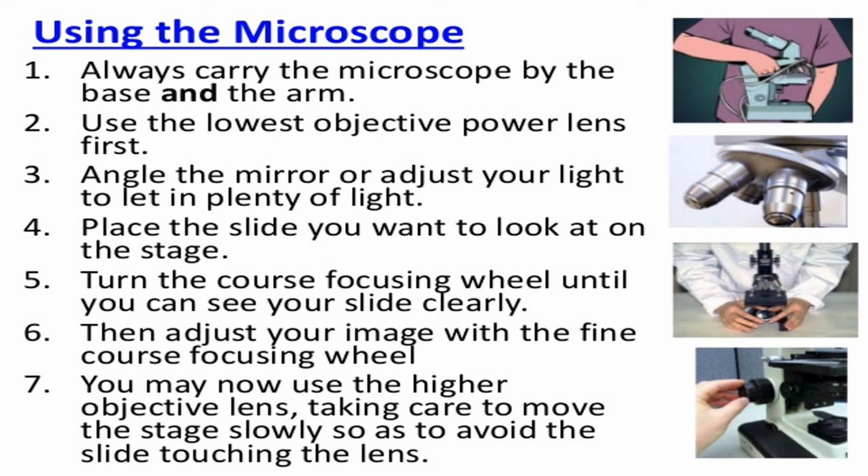Number 4, after adjusting the light, you are now going to place the slide on the stage. And after placing the slide and securing it with the stage clip, you can now turn the coarse adjustment knob until you can see the slide clearly. Then when you can see the slide clearly, you can further get the detail of the image by using now the fine adjustment knob.